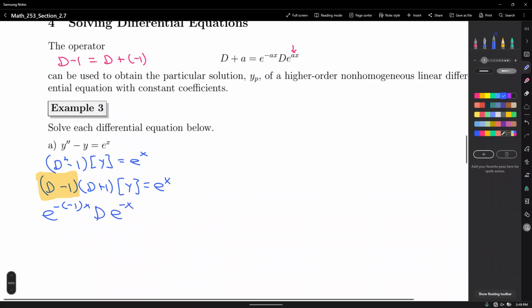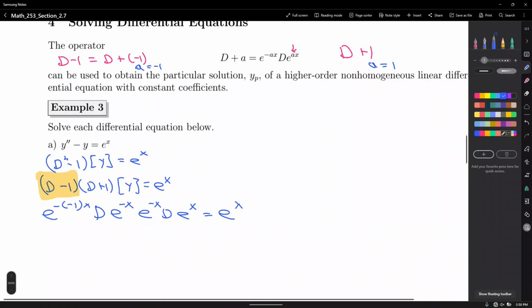d e to the negative x. And then for the second operator, d plus 1, well, this is already a 1, so that's going to be e to the negative x. Let me change color. E to the negative x, d e to the x, because in this case a equals 1, and in the first case a equals negative 1. So we just changed the sign. And that equals e to the x.